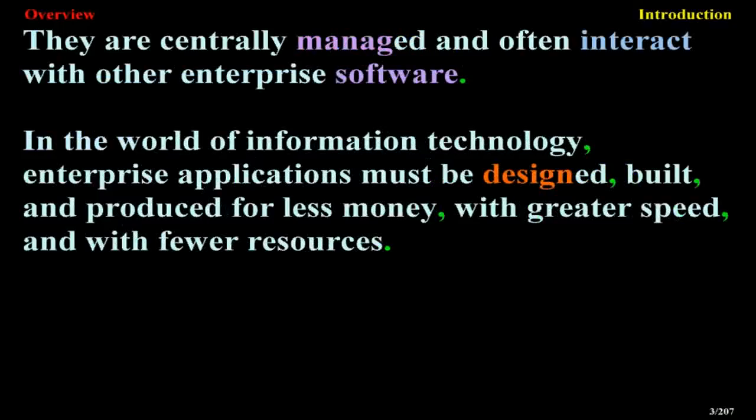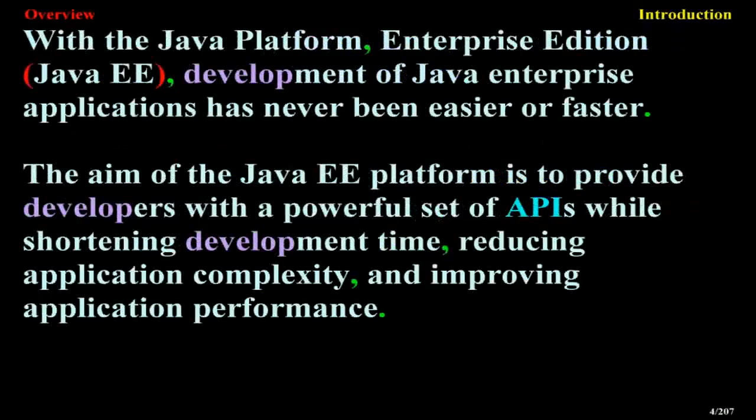In the world of information technology, enterprise applications must be designed, built, and produced for less money, with greater speed, and with fewer resources. With the Java Platform, Enterprise Edition (Java EE), development of Java enterprise applications has never been easier or faster. The aim of the Java EE platform is to provide developers with a powerful set of APIs while shortening development time, reducing application complexity, and improving application performance.